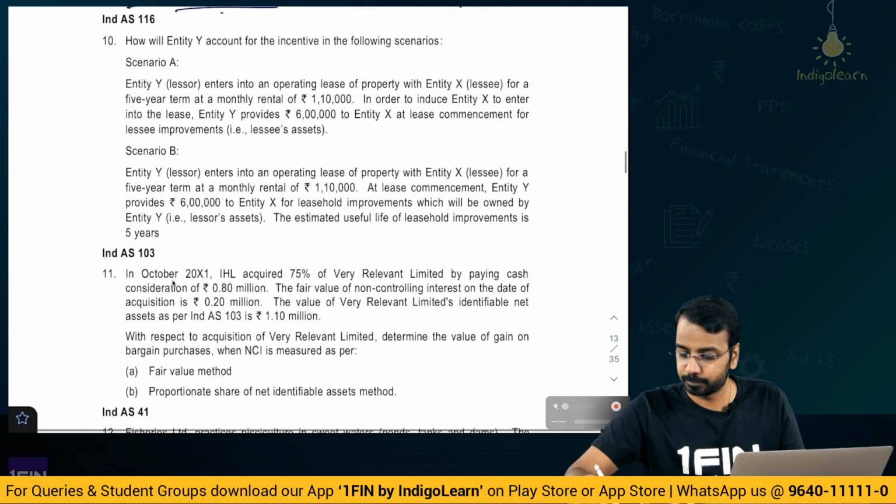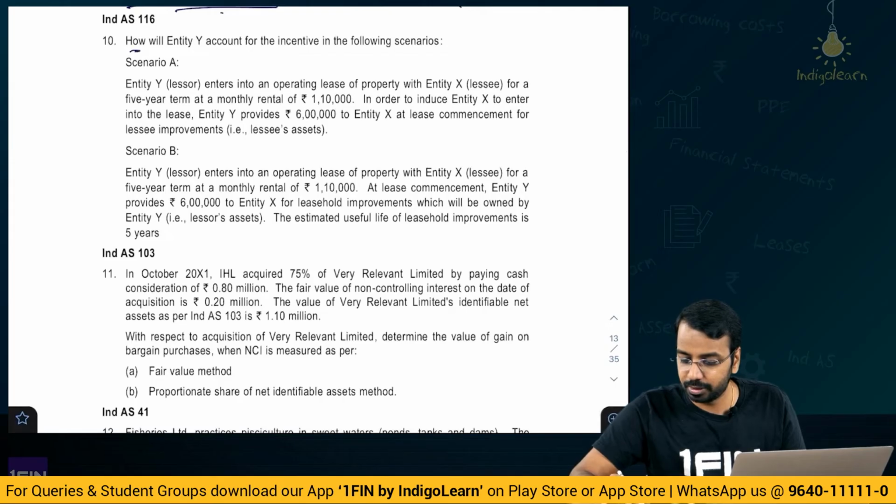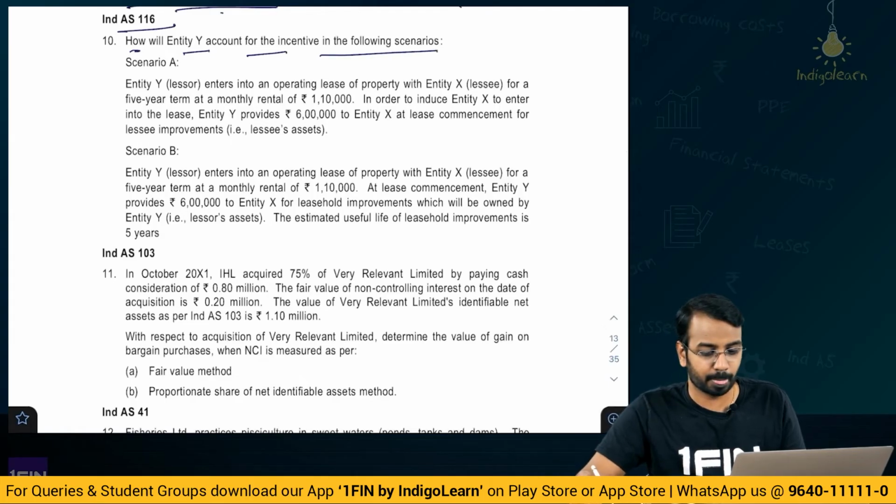Then, Ind AS 116 on leases. How will entity Y account for the incentive in the following scenarios?